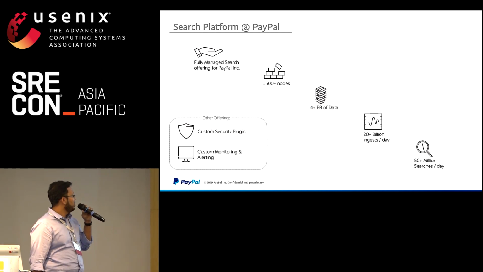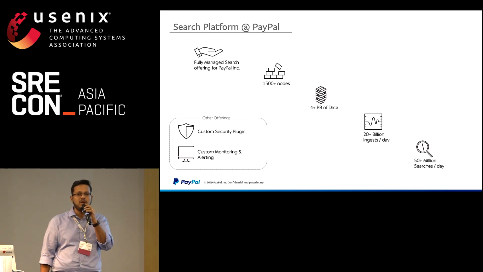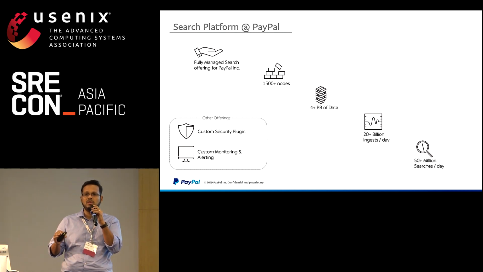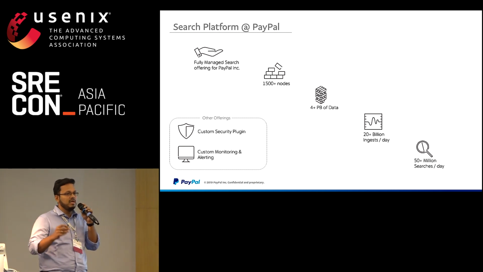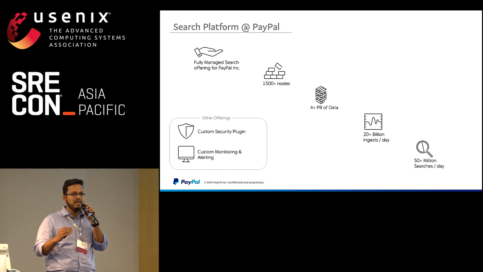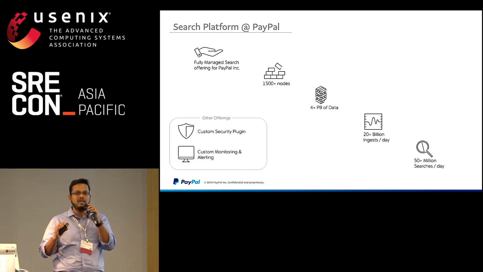Okay, we have a custom security plugin and a custom monitoring and alerting plugin. For folks who've not been following Elasticsearch, very recently Elasticsearch open sourced their entire security stack, post Amazon releasing their Open Distro for Elasticsearch. But this was something that we did way back, because PayPal being a company that deals with a lot of data that's secure, we need to make sure there are certain clusters that need to be protected.